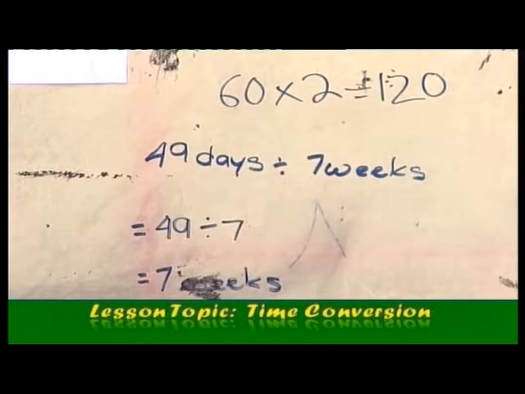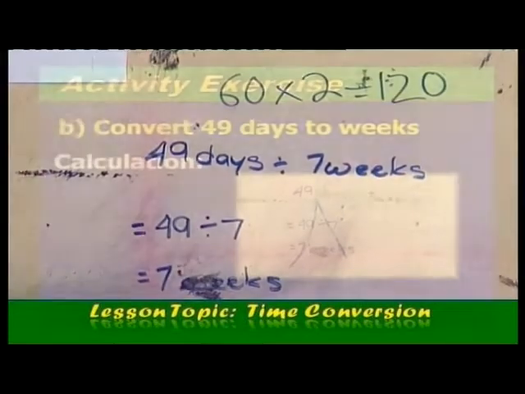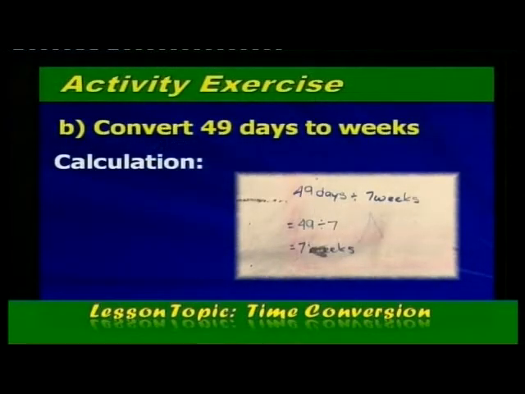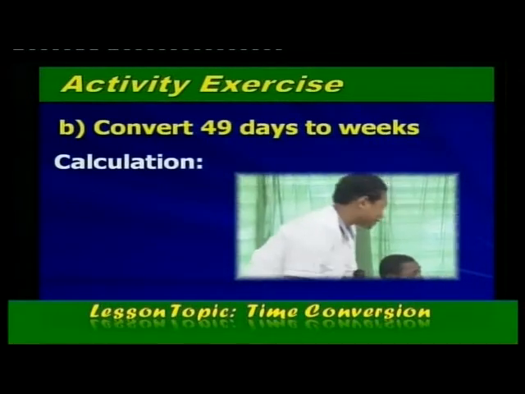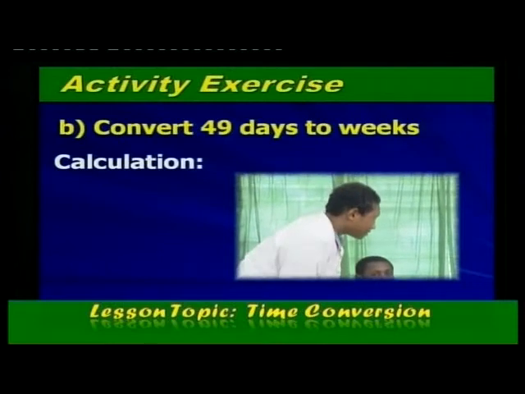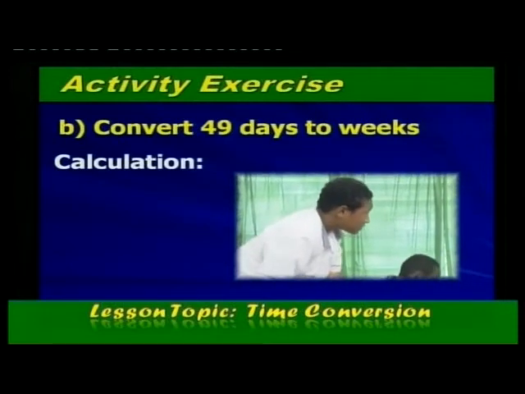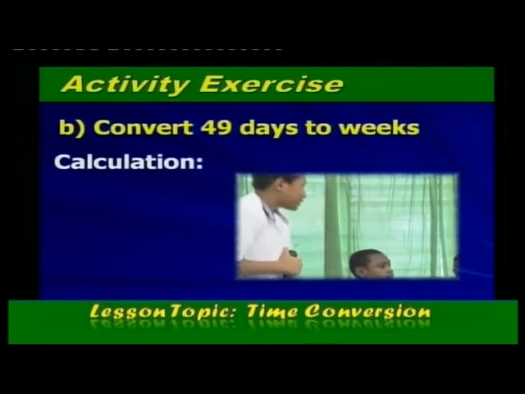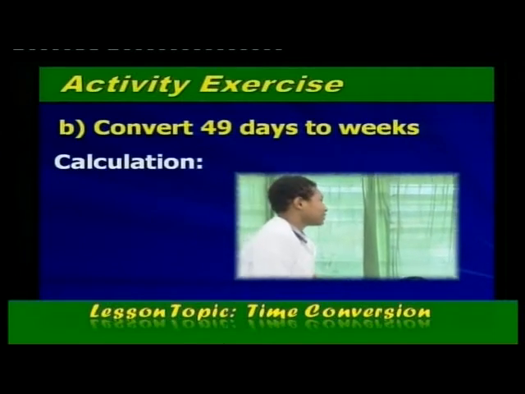Oh wow, how did you get 7 weeks? Or where did you get your 7 weeks from? 49 divided by 7. Again, loud and clear. 49 divided by 7.